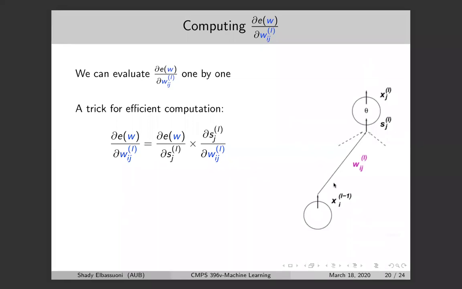Okay, let's start with the derivative of the signal with respect to the weight. It's easier. So what is the derivative of the signal with respect to the weight? I know the signal. What is the formula for the signal?